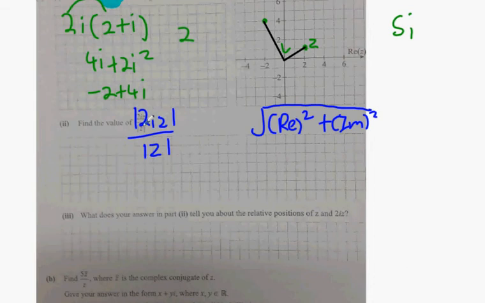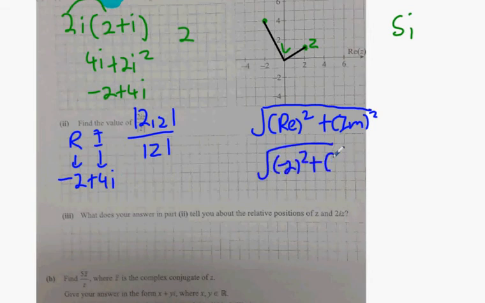Now let's start off with 2iz. We said that 2iz was minus 2 plus 4i. The real part is minus 2, and the imaginary part is just 4. So I put this in as minus 2 squared plus 4 squared. And what do I get there? Is it root 20? Square root of 20? Or 2 root 5? Same thing, yeah. 2 root 5.